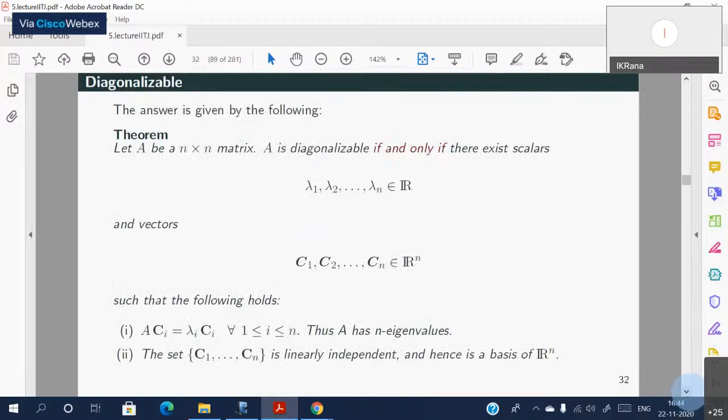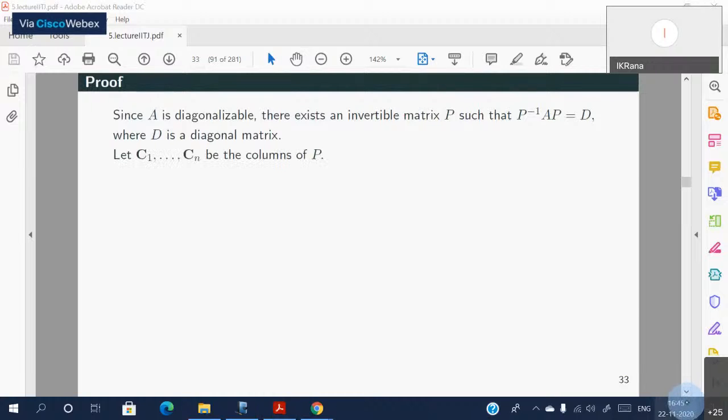Let us try to answer this question naively. A is diagonalizable if and only if there exist n scalars, not necessarily all distinct, and vectors C1, C2, ..., Cn such that A Ci is equal to lambda i Ci. So that means A has n eigenvalues, and C1, C2, ..., Cn are linearly independent and hence form a basis. If these two conditions are satisfied, then the matrix is diagonalizable, and conversely. Let us just look at that.